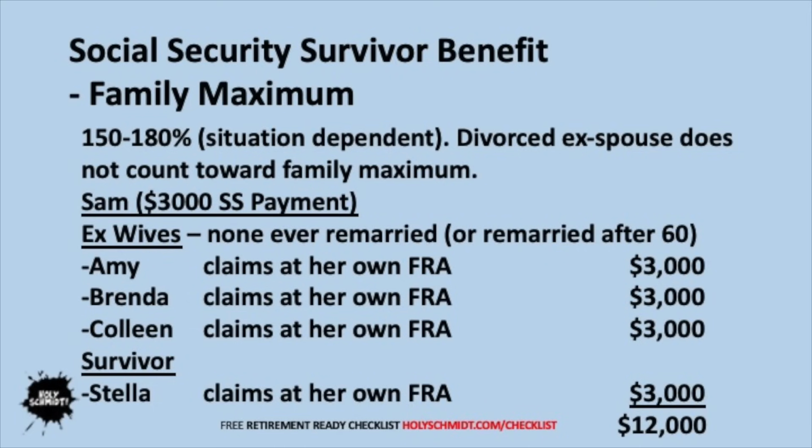There's also a family maximum that applies. It's somewhere between 150 and 180%, but the divorced ex-spouse or spouses, in some circumstances, don't draw from that amount. So if Sam was married to Amy for 10 years, Brenda for 10 years, Colleen for 10 years, and none of them remarried, and then he married Stella and all waited until their own full retirement age, Sam's surviving wife and 3 ex-spouses could each collect $3,000, so a $12,000 total in survivor benefits. That's on top of the dependent benefits.